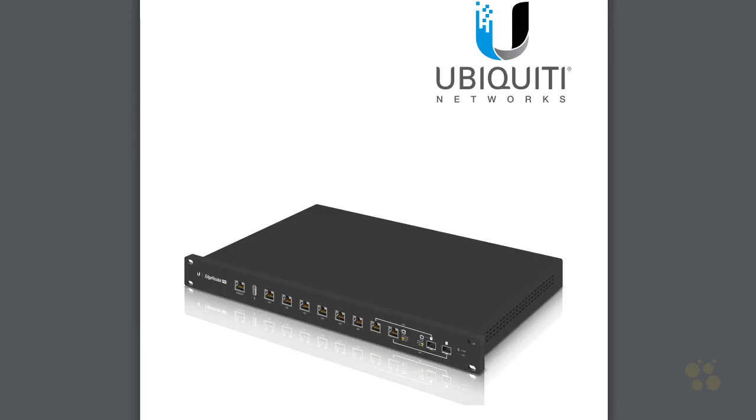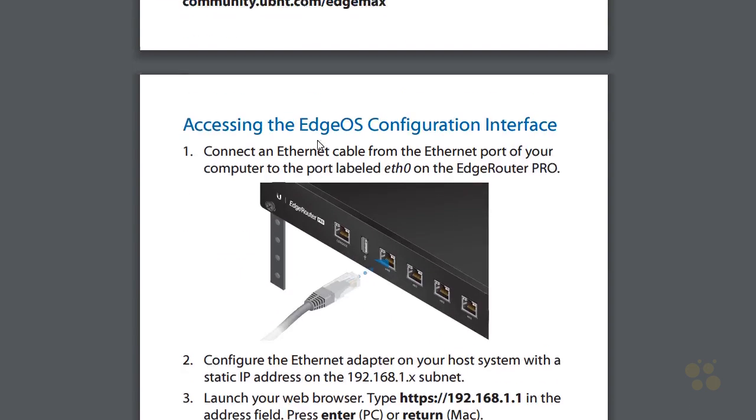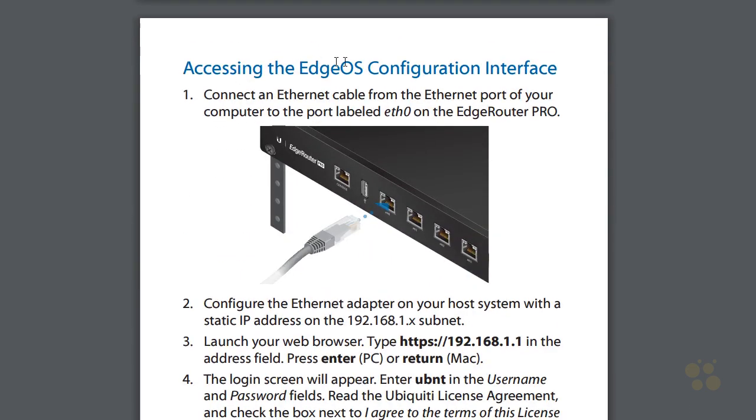There we go. Now that we've got the router rack mounted and the ETH0 is connected to our main network, I came back to my desk and pulled up the quick configuration guide, just Googled it. And if I scroll down to page 10, this is what I see. Accessing the EdgeOS configuration interface, it says, okay, connect a cable to ETH0 that's connected either directly to a computer or to your internal network.